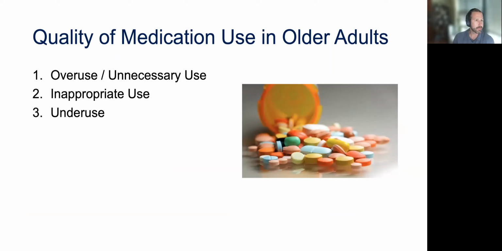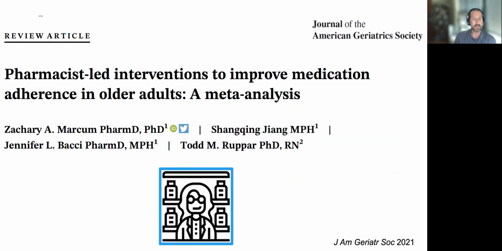And now to wrap up, the last category is underuse, which could either be where they have an indication, but they're not prescribed, or they're prescribed, but they're non-adherent for whatever reason. And medication non-adherence is a whole huge topic. It's complicated. There are a lot of behavioral factors that are involved, system factors, et cetera. I just wanted to highlight a little bit of work that my team has done recently in JAGS, where we summarized the evidence around pharmacist-led interventions to improve med adherence in older adults.